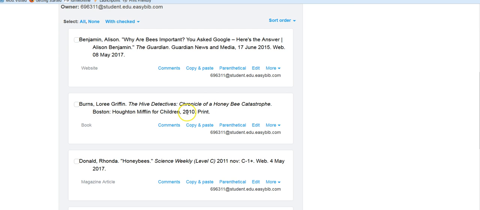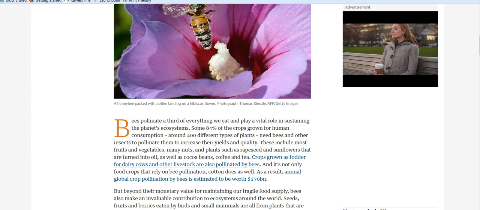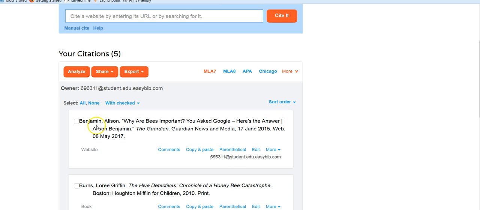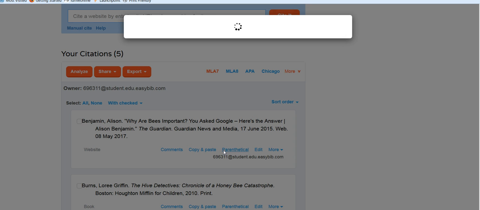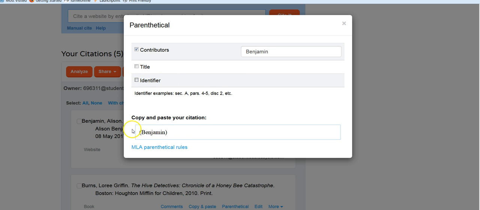If I go back to that source, then I can go to it and then get the parenthetical reference through the help of EasyBib. Let's see how I did that. Here's my source. It is a news article from The Guardian, which is a British newspaper. And now I'm going to click on parenthetical, and EasyBib will help me generate the parenthetical reference. Because I do not have actual page numbers, I can uncheck identifier, and this is all that I need to copy and paste as my parenthetical reference.